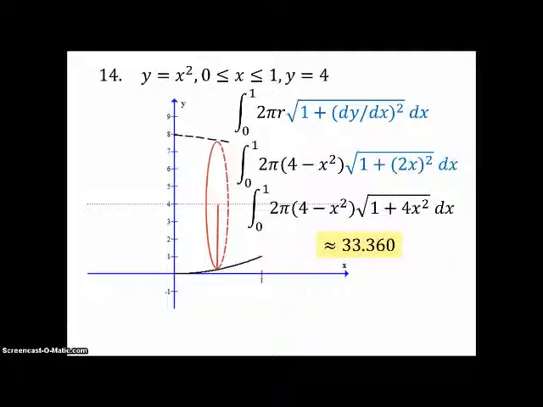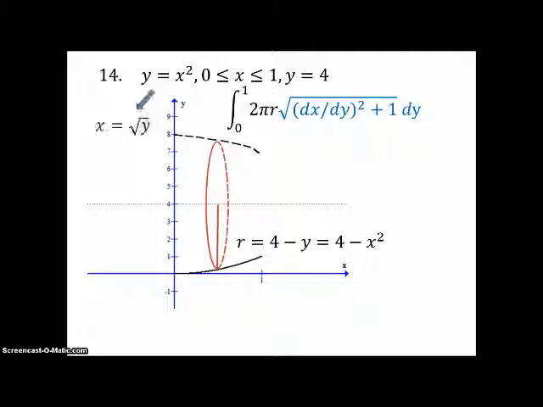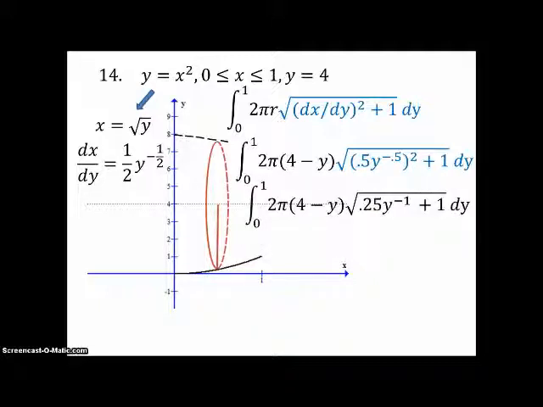Okay, now let's do the same problem, only integrate along the y-axis. So this time there's your integral in terms of y, 2 pi r ds in terms of y. R has to be, let me do a little preliminary work there. If y is x squared, then x is the square root of y, and dx/dy is 1/2 y to the negative 1/2. So we rewrite the radius in terms of y, 4 minus y. We substitute our dx/dy and square it. There it is simplified. And that one I'm not sure how you would do by hand. Good luck with that. Instead, we'll just use our calculator to approximate it.